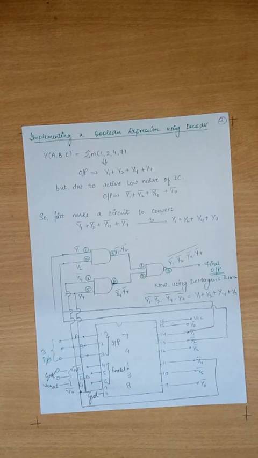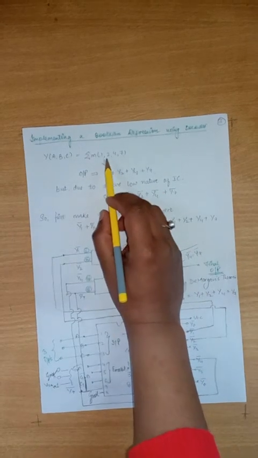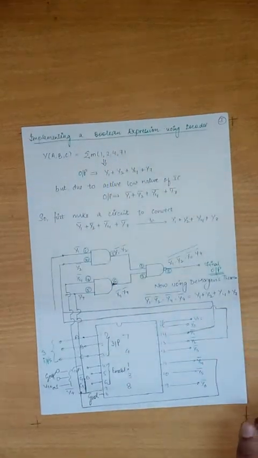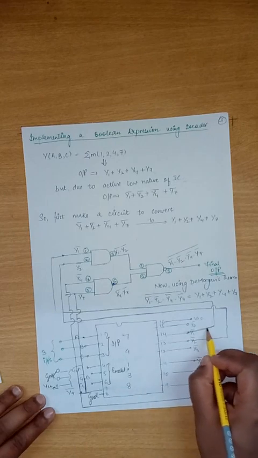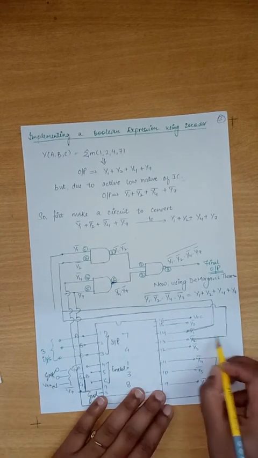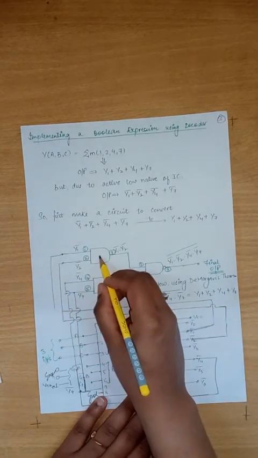Now, from y1 bar and y2 bar we are going to take the outputs and give them as input to an AND gate IC.